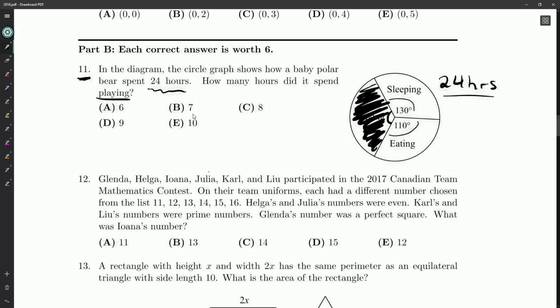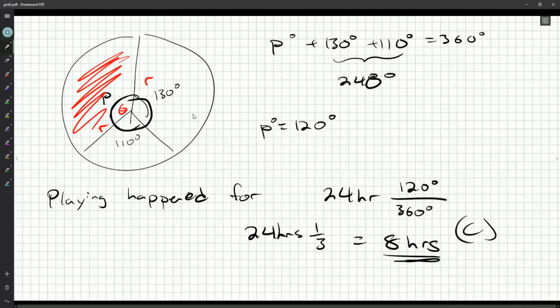And that's exactly what we would bubble in here. And that's a final answer of C. So that's our answer, C.